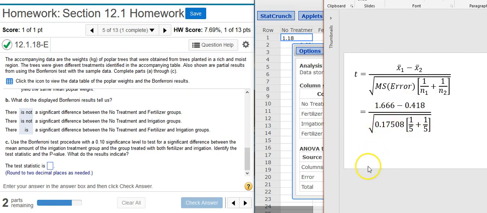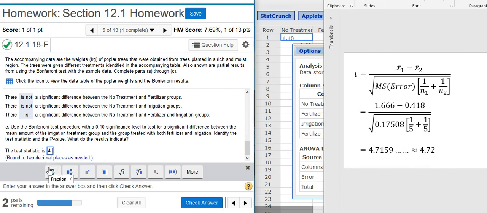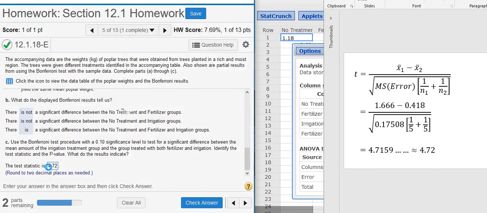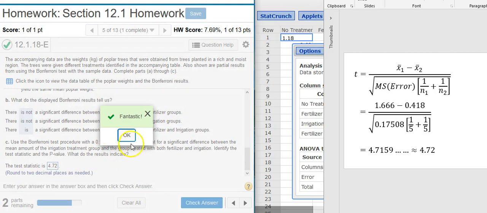When we punch this out on the calculator, here's what we get. We're asked to round to two decimal places, so we're looking for, in this case, 4.72. Fantastic!